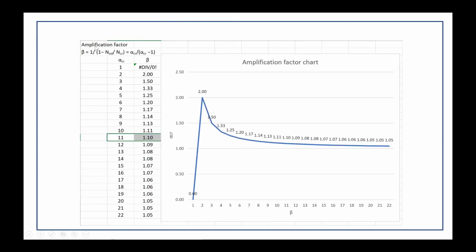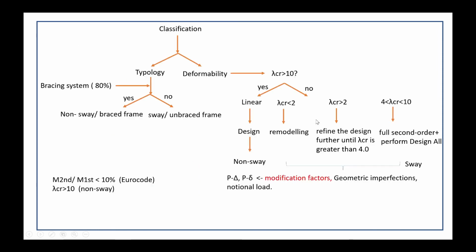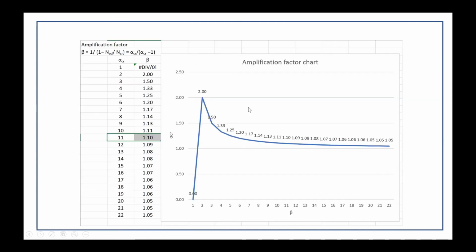Now let's check the amplification factor. We just discussed the ranges 2, 4 and 10. Now let's check. Beta is equal to 1 over 1 minus NEd over NCr, which is equal to alpha critical over alpha critical minus 1. Now you just apply alpha critical values 1, 2, 3, 4, 5, 6, 7, and you can find the beta.